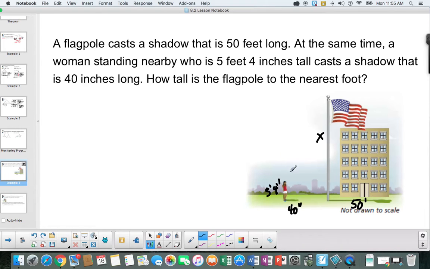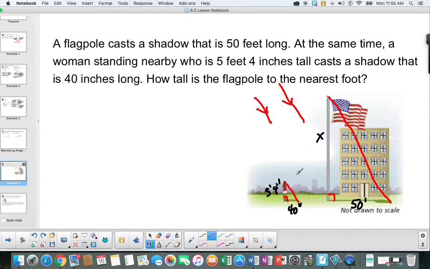Sometimes students find that if we make the triangles, they can see it a little better. And these are really right triangles. The reason they're right triangles is these people are standing straight up to make a right angle, and the rays of the sun are coming in a parallel fashion. I should have written it the other way, like this. The sun rays are coming in a parallel fashion.